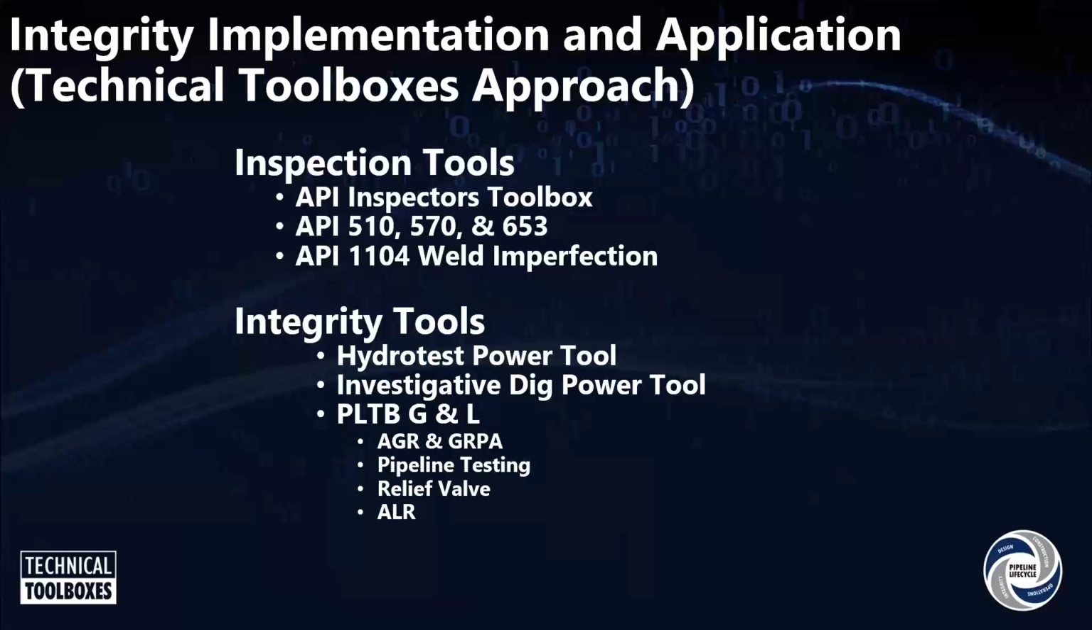Okay, not only do we have integrity tools for pipelines, but we also have some tools for inside the fence, API tools. We call it the API Inspectors Toolbox. And it does 510 for your vessels, 570 for your piping systems, and 653 for your tankage. That's above ground ASTs, above ground storage tanks. And again, API has the same requirements that ASME and others and the regulators have. They still have to perform their assessments either on a 5-year interval or less, depending on their reassessments.